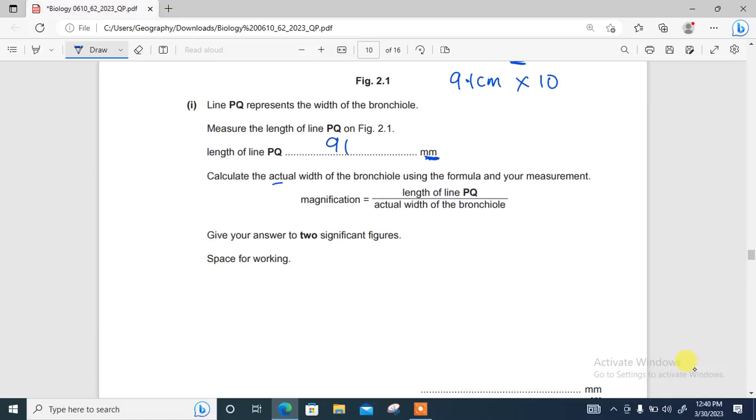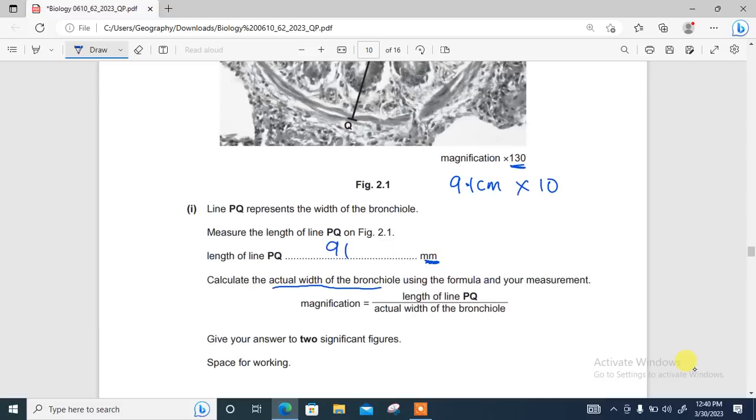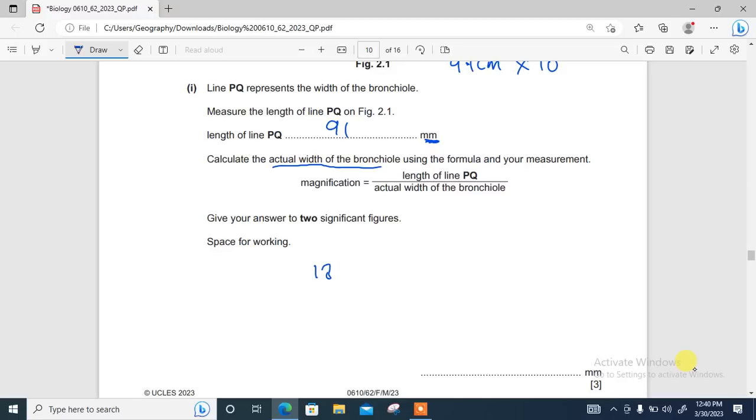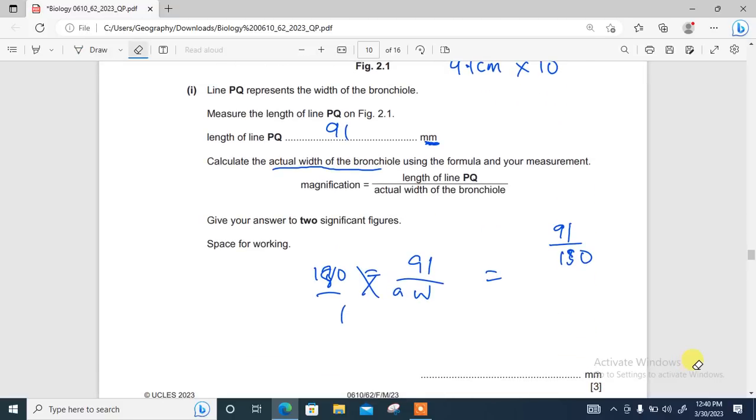Now they say we should calculate the actual width of the bronchiole. What was given to us also was the magnification. So using this formula, we know that our magnification is 130, so 130 is equal to 91 over the actual width. If you cross multiply, you find that your final answer will be 91 over 130. Sorry, I think this value here is 130, not 180. This is 130. So once you do that in your calculator, your answer will be 0.7 millimeters.